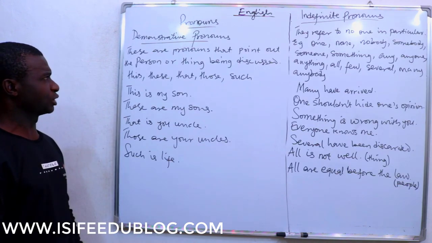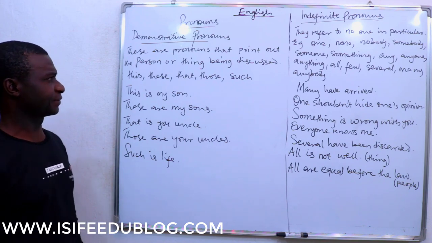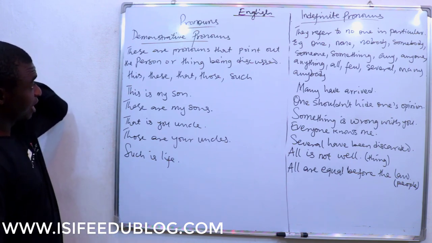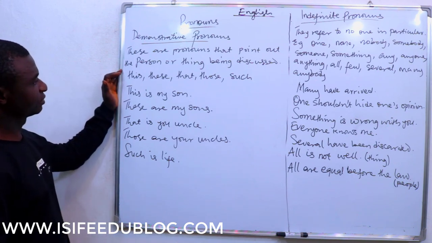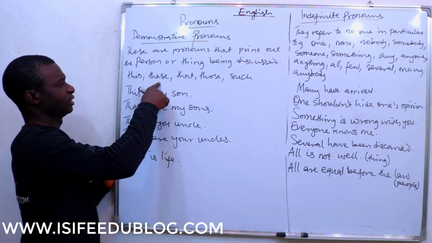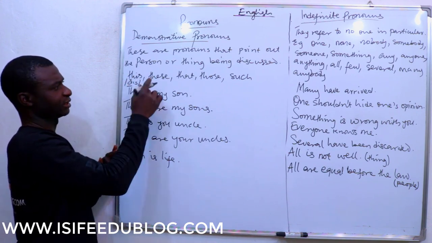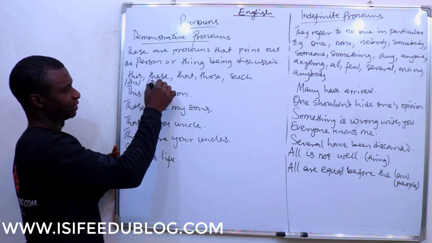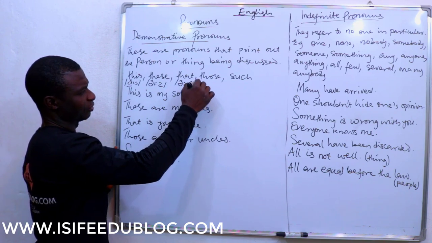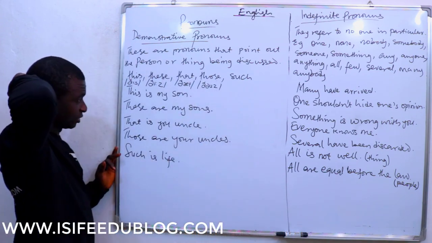Next, we look at demonstrative pronouns. These are pronouns that point out the person or thing being discussed. Now, they include this, these, that, those, such. Remember, these is the plural form of this. This, while this one is these. That, those. Those. Alright?